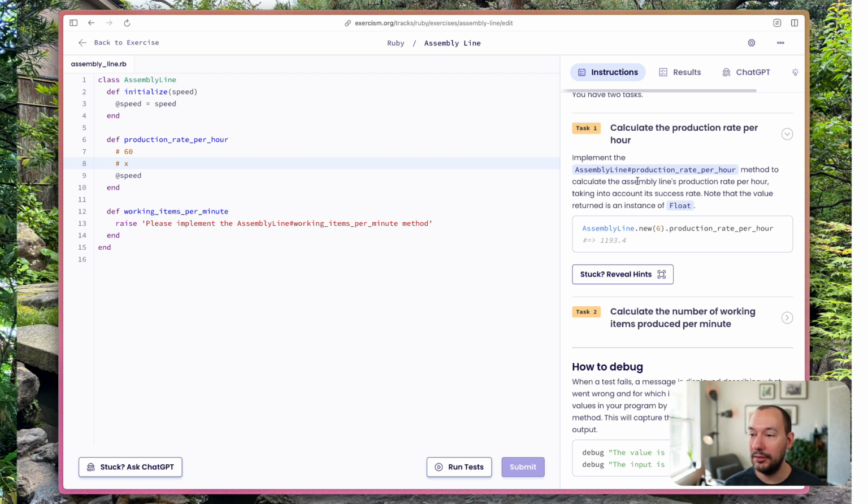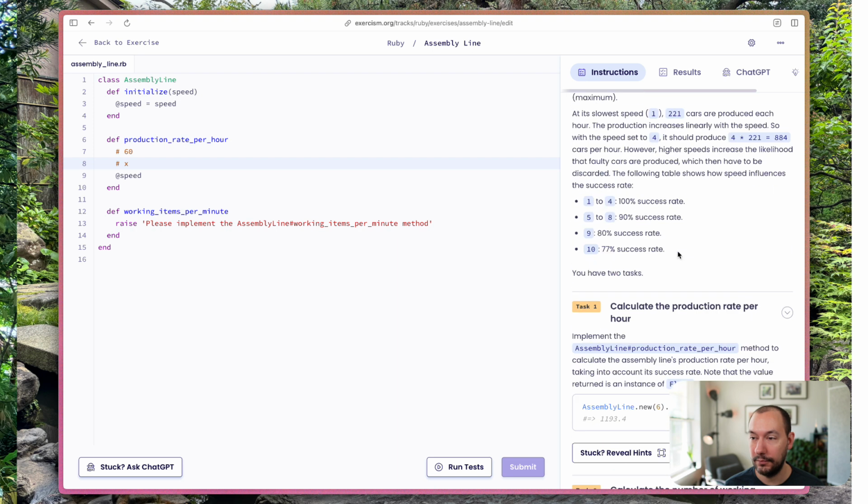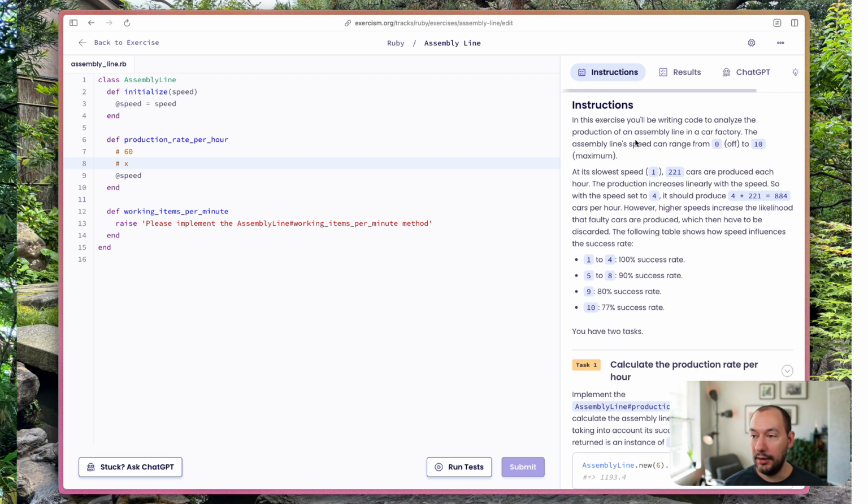All right, so implement this to calculate the assembly line's production rate per hour, taking into account its success rate. Oh, interesting. Success rate. Note that the value returned is an instance of float. All right, I think I do need to read the instructions because I'm having trouble piecing that together. I think I need to understand what the success rate is. And so that's something where the code alone, the bare bone structure, doesn't seem to indicate enough information to me.